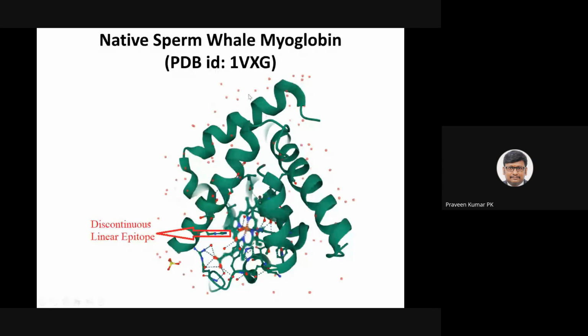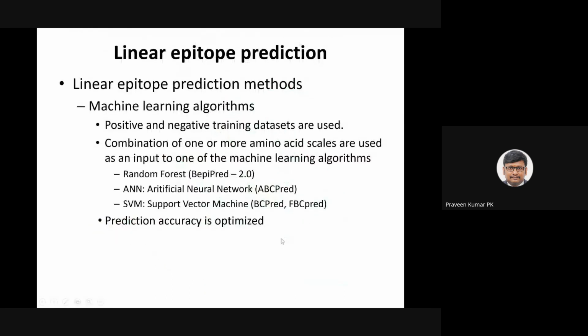Now, if you see this, another thing, a kind of discontinuous epitope, the best example is native sperm whale myoglobin. The PDB is mentioned here. So whatever epitope you are going to find which is complexed with the myoglobin is a kind of discontinuous epitope. I mean, structure-wise, it's going to bind well to this myoglobin protein. Conformationally, you find good binding affinity.